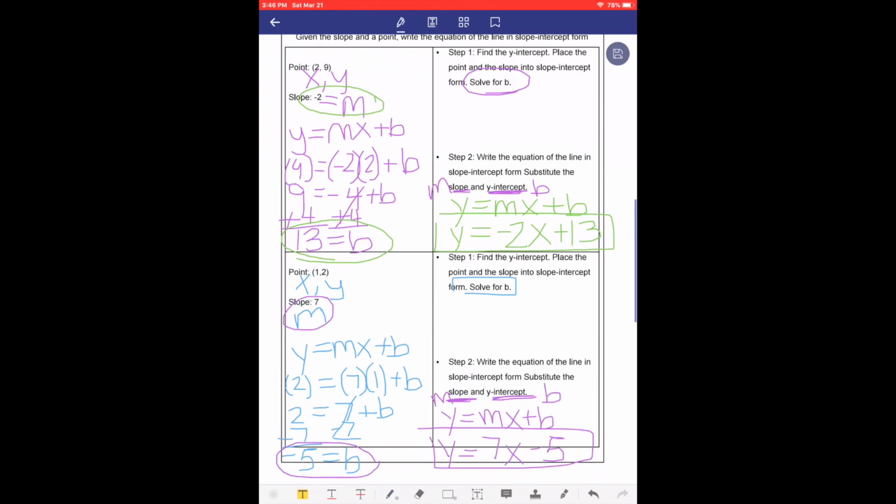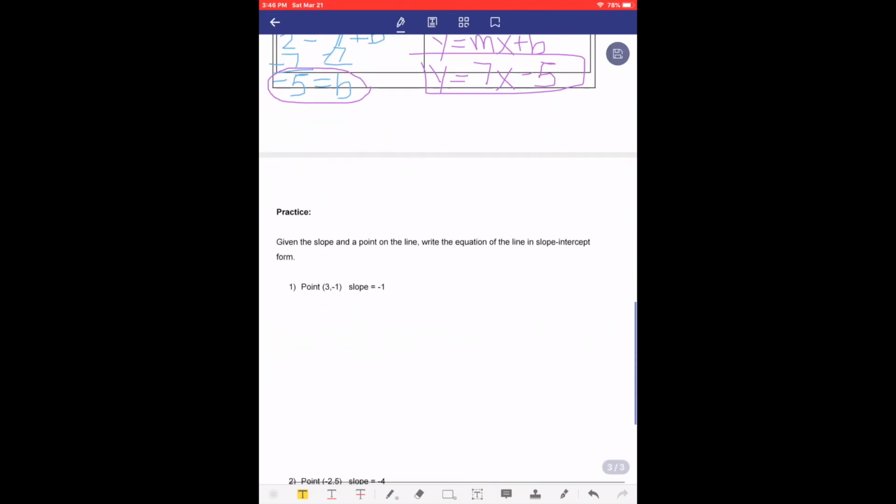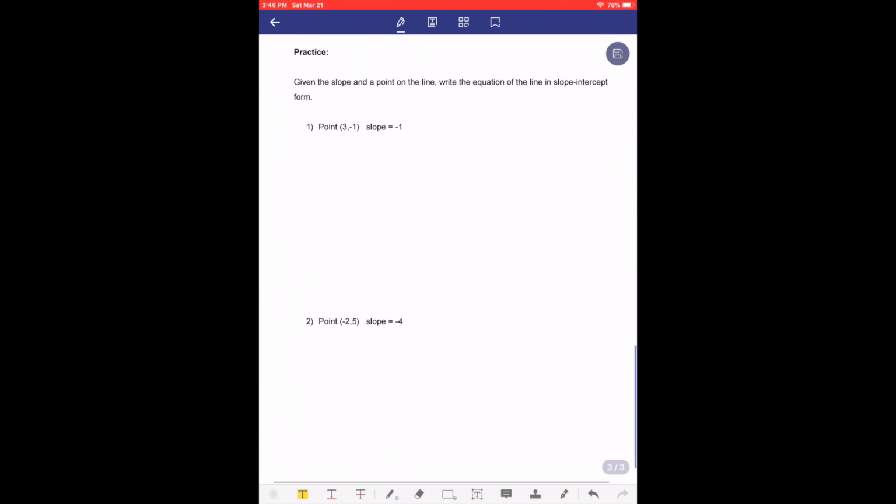So your homework for tonight is going to be to practice, and you're going to do questions 1 and 2. You're given the points and the slopes, and you need to write the equation of the line in slope-intercept form.